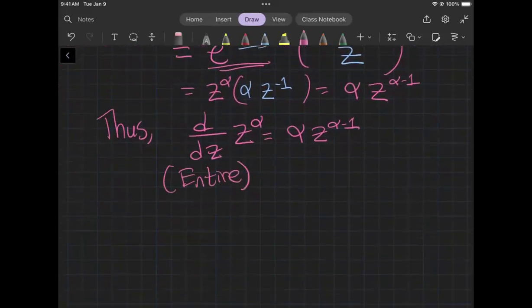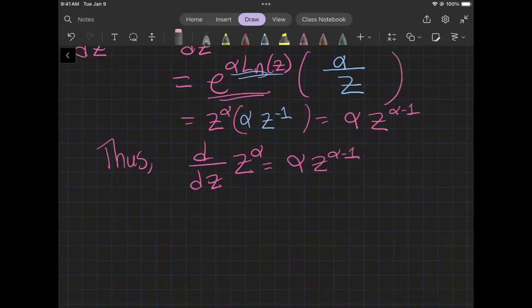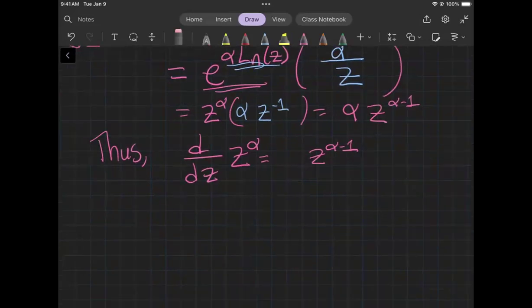And then it turns out this function is, well, I shouldn't say entire, it's analytic at all points where the radius is positive, right? So it's analytic, and this is its corresponding derivative.